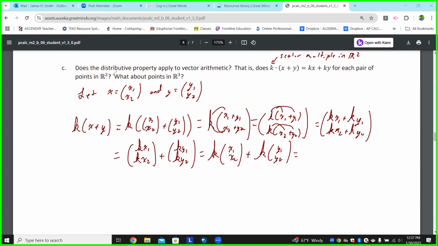You're more than welcome to write your k's like this, but that looks like a 1 less than sign to me, so I write it like a cursive k. We good? All right. We know that we let (x1, x2) be x, and we let (y1, y2) be y. So I can rewrite this one more time as kx plus ky, which is what I was trying to prove. Make sure you take good notes.